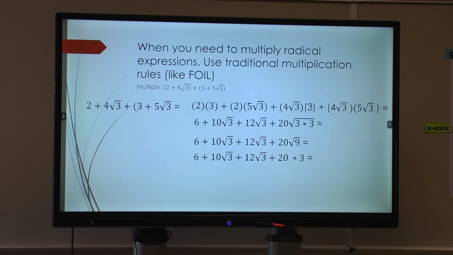Now, do I have a common radical? 10 radical 3 plus 12 radical 3? I guess you do. So that means I can add the numbers on the outside. Remember how last class we were adding? As long as they have a common radical. So, what is 10 plus 12? 22. Do I add the radical or do I just keep it the same? Remember, we're adding. So you gotta have that base.